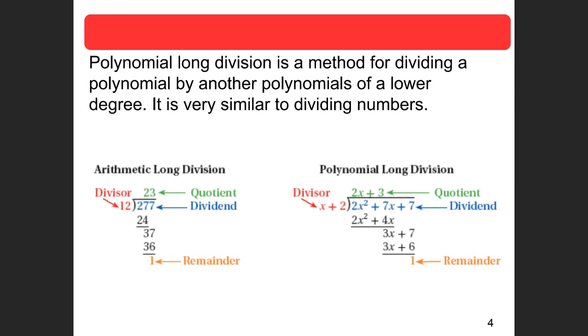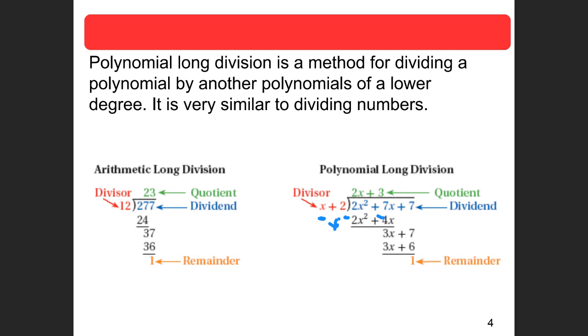The only thing is when you ask yourself how many times does it go into, you just look at the first term. So x, what times x gives you 2x squared? Well, 2x does. 2x times x gives you 2x squared. But then you have to multiply the 2x times x plus 2, which gives you 2x squared plus 4x. Then we subtract. When we subtract, that's the same thing as adding a negative, and that's what I do. So 7x plus negative 4x gives me 3x. 2x squared minus 2x squared is 0. So that term is gone.